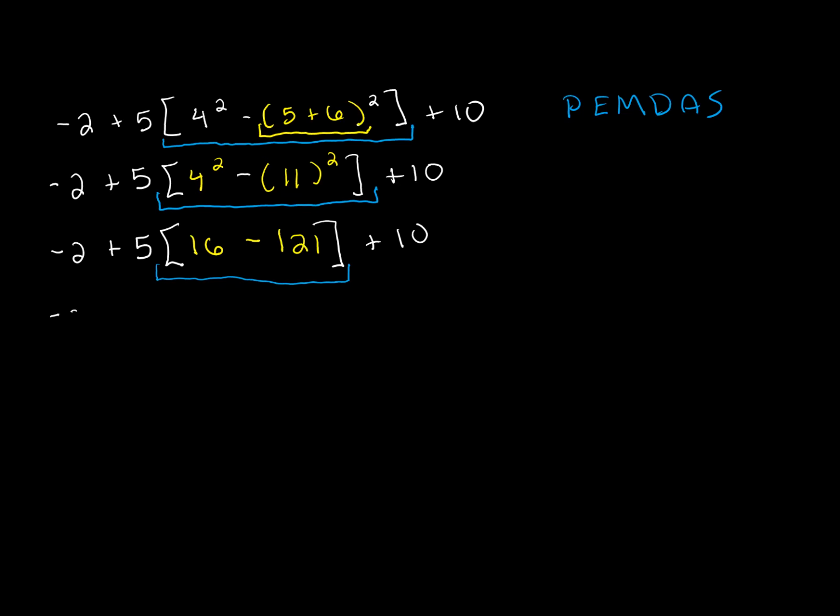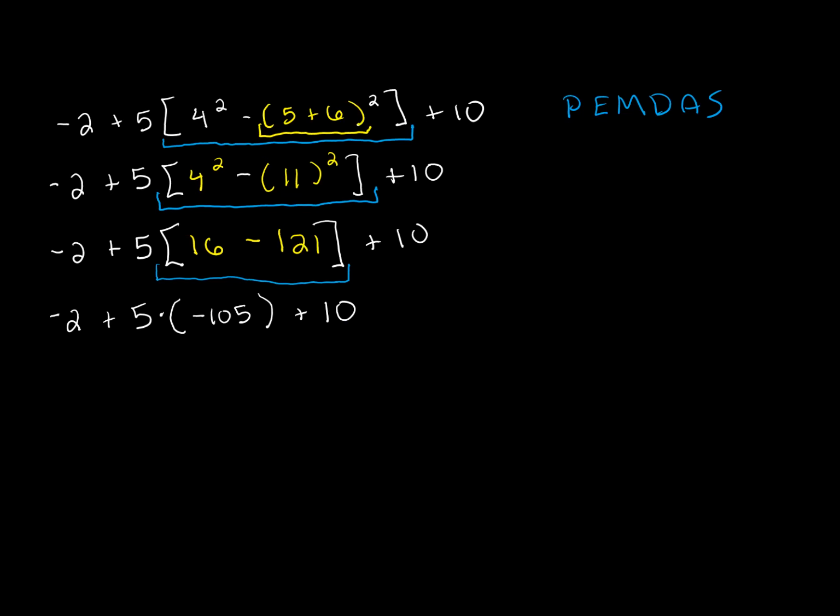So I've got -2 plus 5, and then my bracket, and I'm going to do this on a calculator. That gives me -105, and then plus 10. So when you have just a number inside brackets, you can just convert those to parentheses, and that's multiplication that we have going on here.